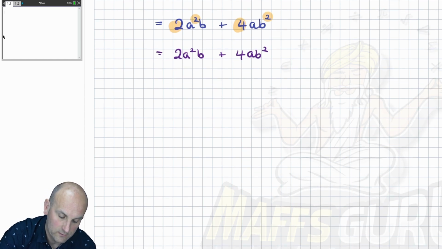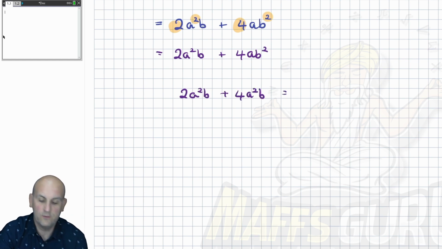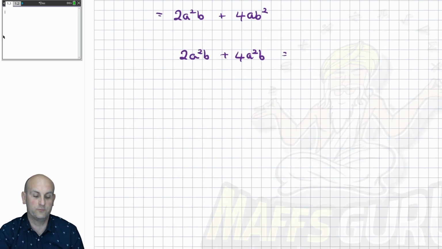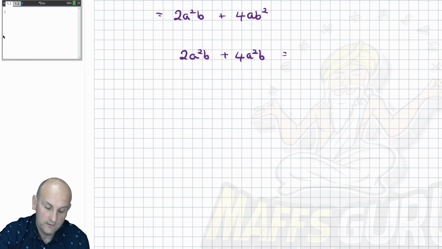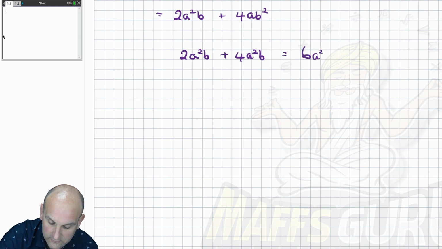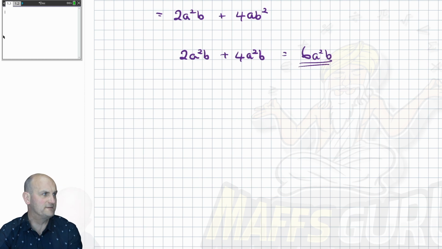If, however, it had been 2a squared b plus 4a squared b, well, now we can collect like terms because we've got 2 square apple bananas and 4 square apple bananas. So I would have 6 square apple bananas. So in that situation, it can be simplified.